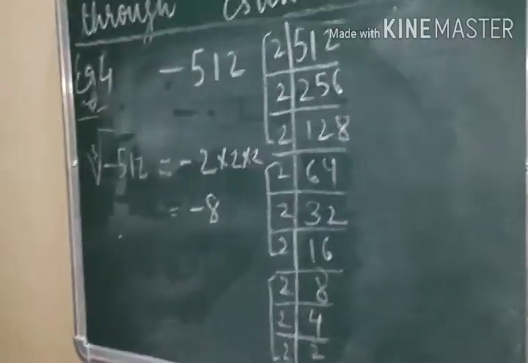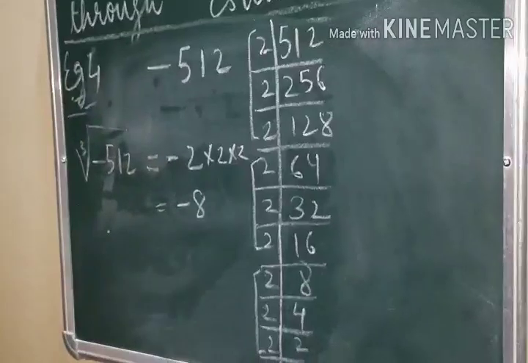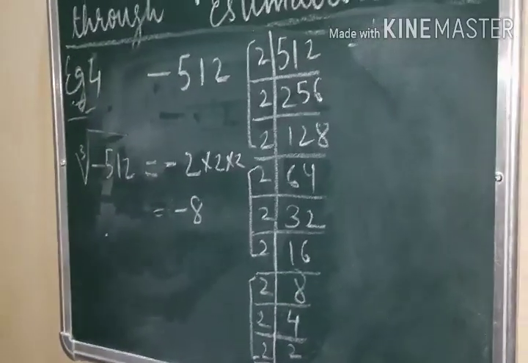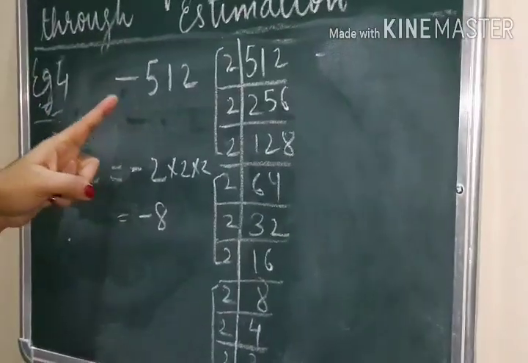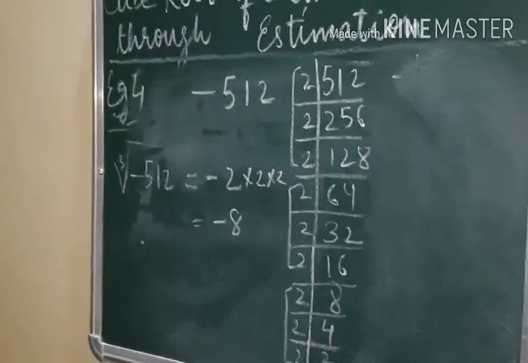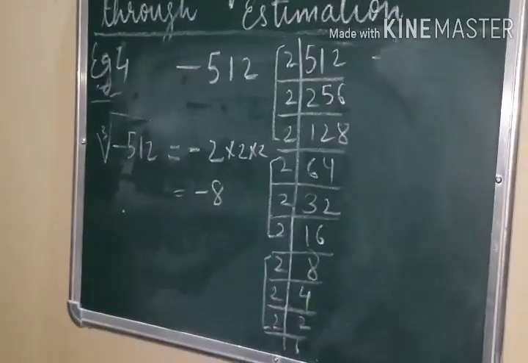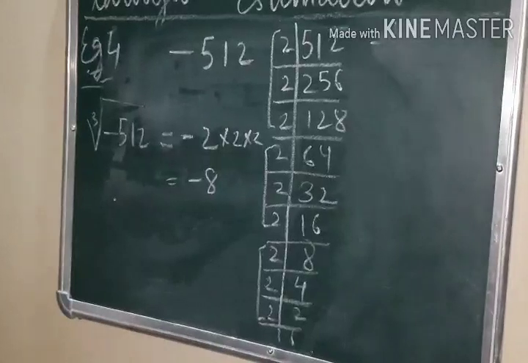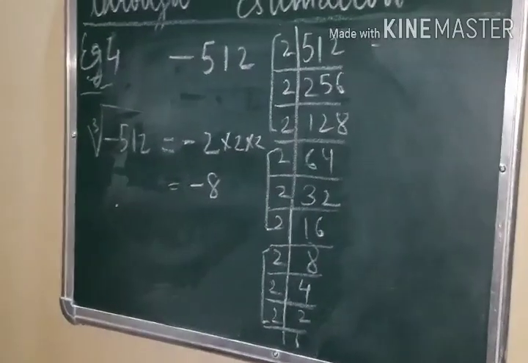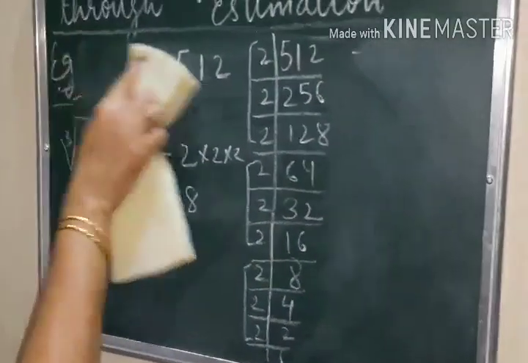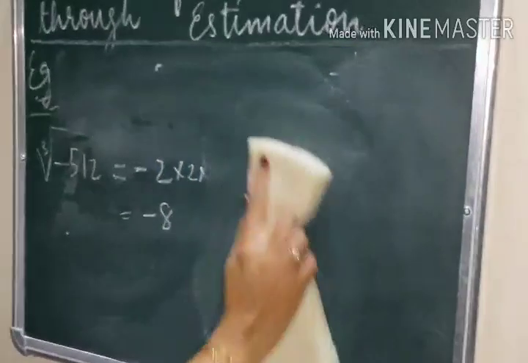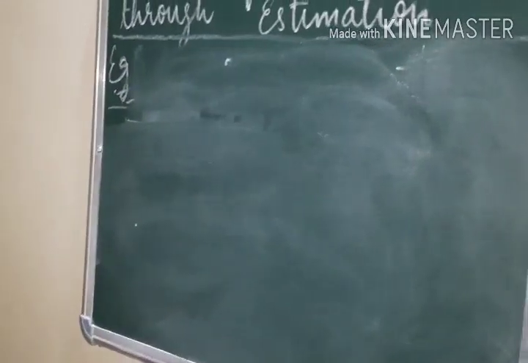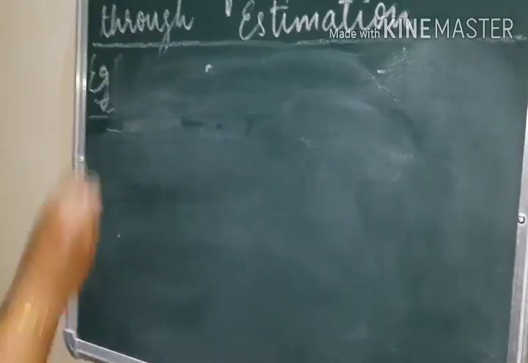It was a simple question, so I am not explaining it again. Just do the prime factorization and be very careful that if the question has a negative sign, then you also have to put the negative sign in the answer. After forming the groups, just put the negative sign. Now move on to example number 5.